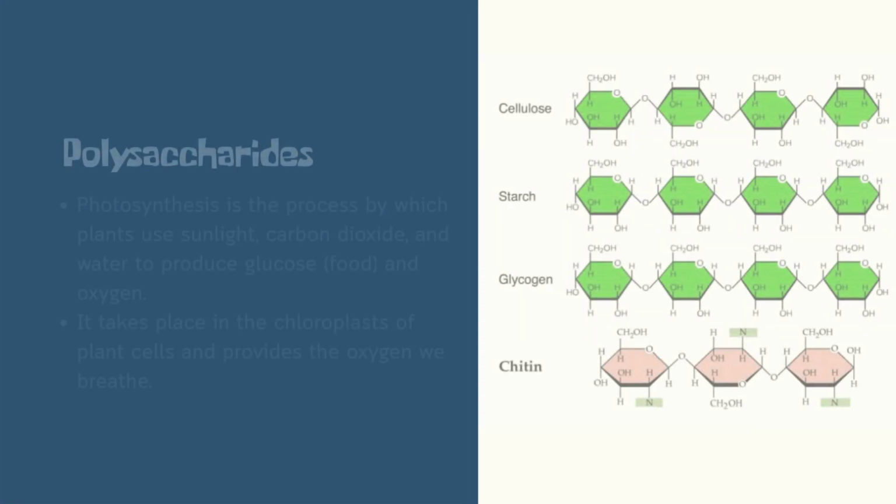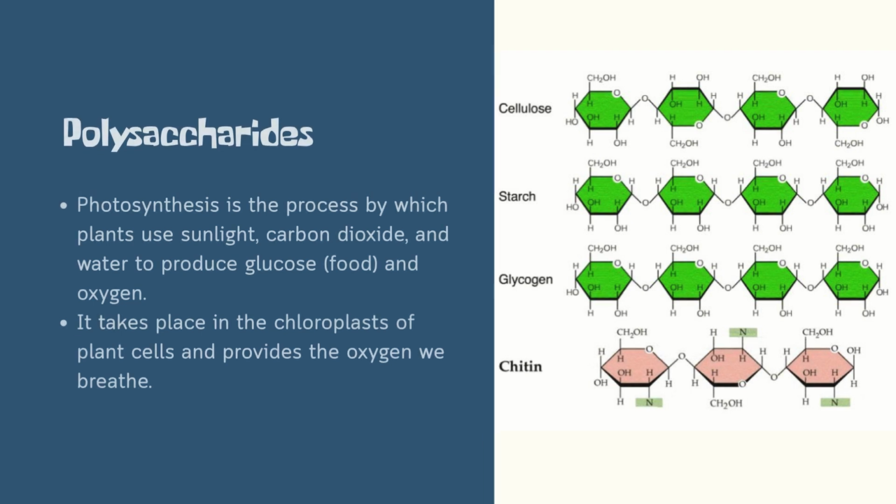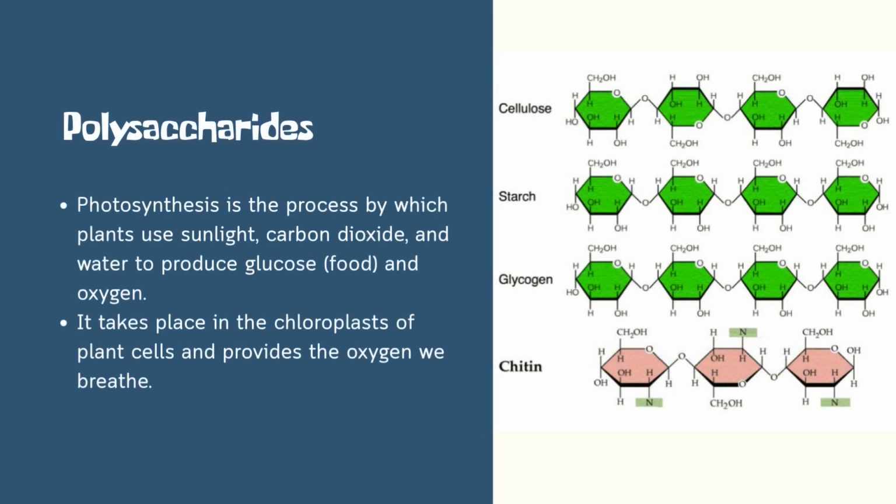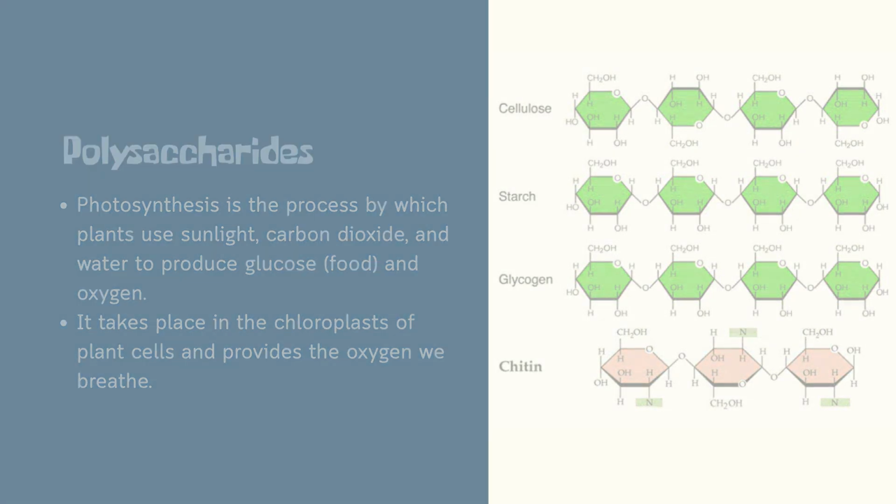Polysaccharides are long chains of sugar units. Plants produce glucose through photosynthesis, using sunlight, carbon dioxide, and water. This process occurs in chloroplasts and gives us the oxygen we breathe. Polysaccharides like starch and cellulose are vital for energy storage and structural support.